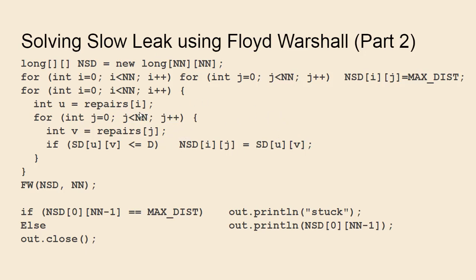Okay. So after setting this up, we just call Floyd-Warshall again, and then we simply query the distance from the first node, which we know will be the school, to the last node, which we know will be home. Based on that value, we will print the output.